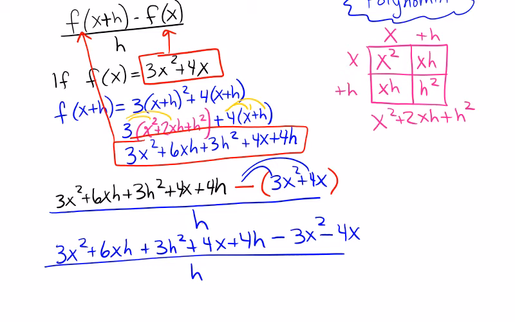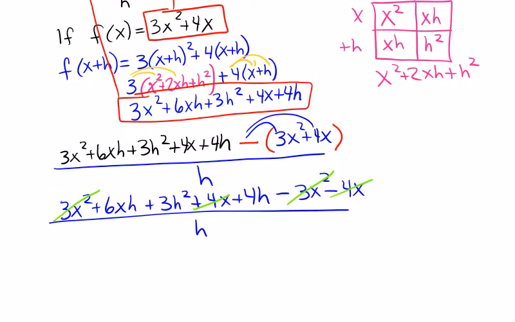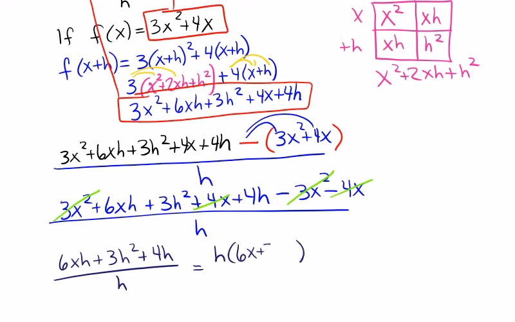So now what ends up happening? Well, we are going to cancel out our like terms. 3x squared and negative 3x squared cancel, positive 4x and negative 4x cancel. So what does that leave us with? At this point, we are going to have 6xh plus 3h squared plus 4h all over h. The first thing to realize again is that everything in the numerator has an h in it. At this point, we're going to factor out the h. If we bring out an h, we get 6x plus 3h plus 4 all over h.